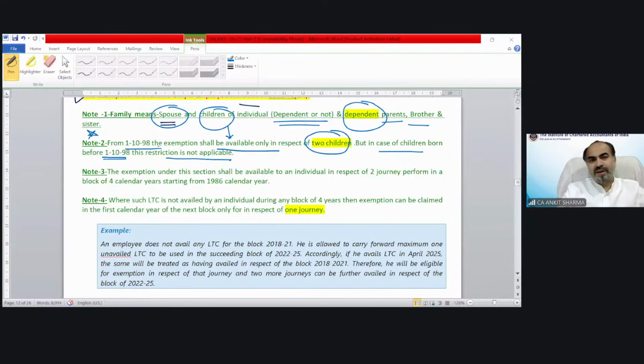From 1st October 1998, the exemption shall be available in respect of 2 children, but in case of children born before 1/10/98, this restriction is not applicable. Clear? The detail regarding twins we have discussed.